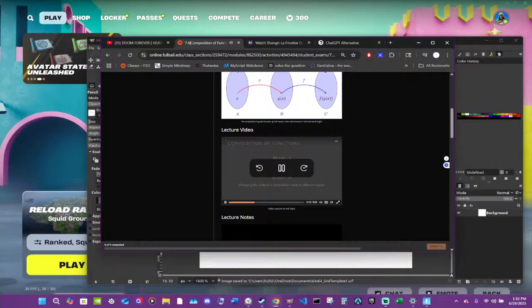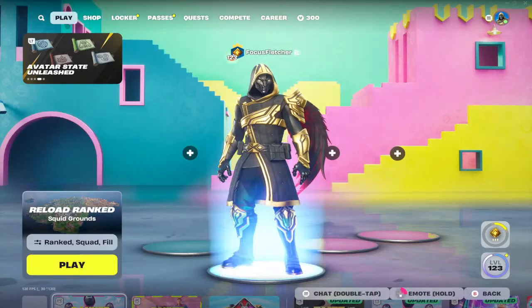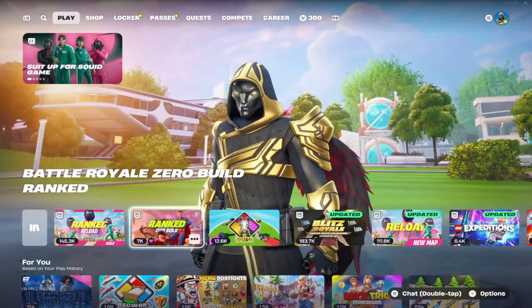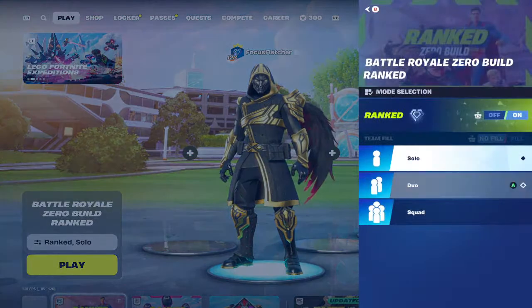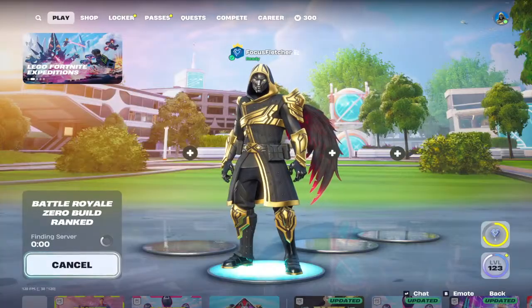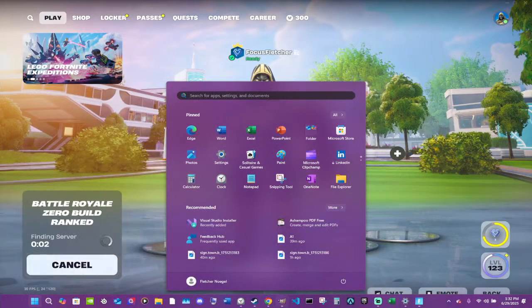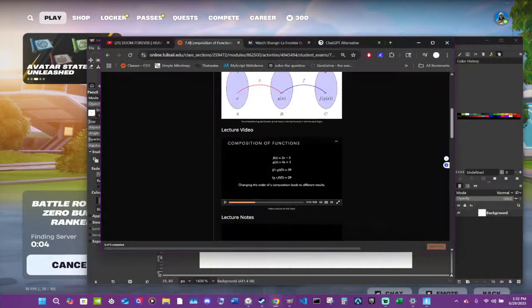Using the same component functions, f and g, the composition of f of g of 5 is 39, and the result of g of f of 5 is 29. Changing the order of functions in a composition usually leads to different results.